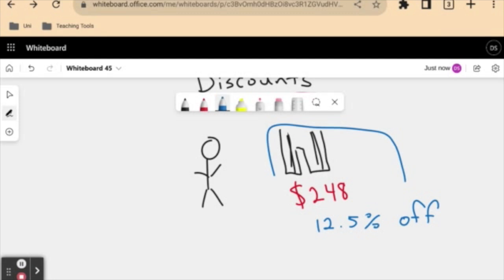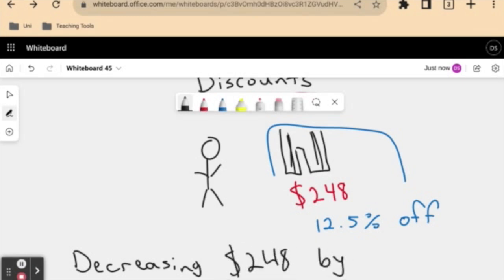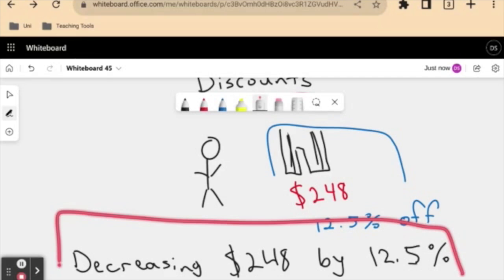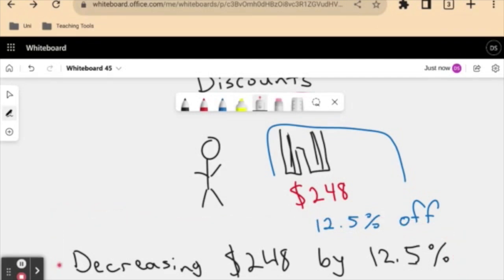Now, what does this remind you of in terms of an operation with percentages that we may have looked at before? Well, to me, this looks like we are going to be decreasing $248 by 12.5%. And this is just a real life application of the exercises we did a few videos ago, where we were increasing or decreasing by certain percentages. And here, once again, we are looking at some price off by a certain percentage off our original price.